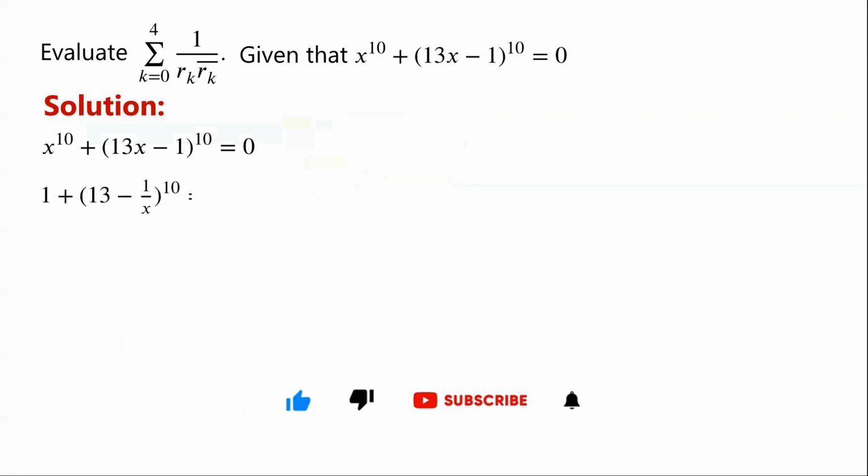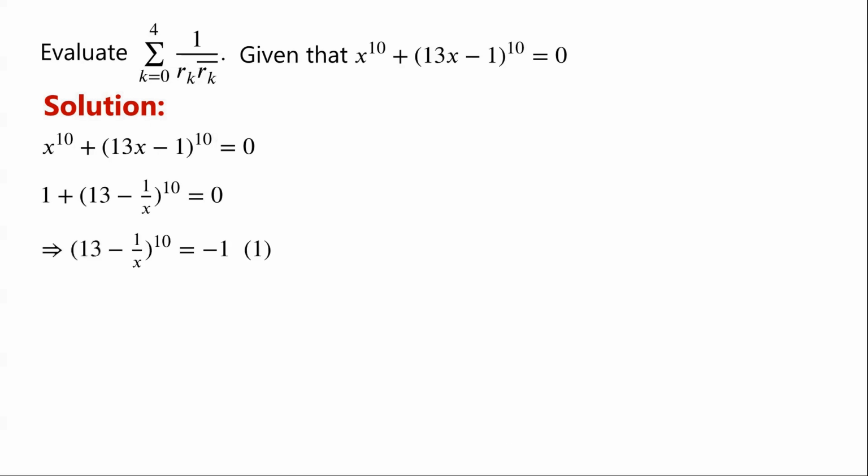Then the equation becomes (1 plus 13 minus 1 over x) to the power 10 equals 0. By rearranging, the equation becomes (13 minus 1 over x) to the power 10 equals minus 1. We label it as equation 1. We let omega equal 13 minus 1 over x, then equation 1 becomes omega to the power 10 equals negative 1.